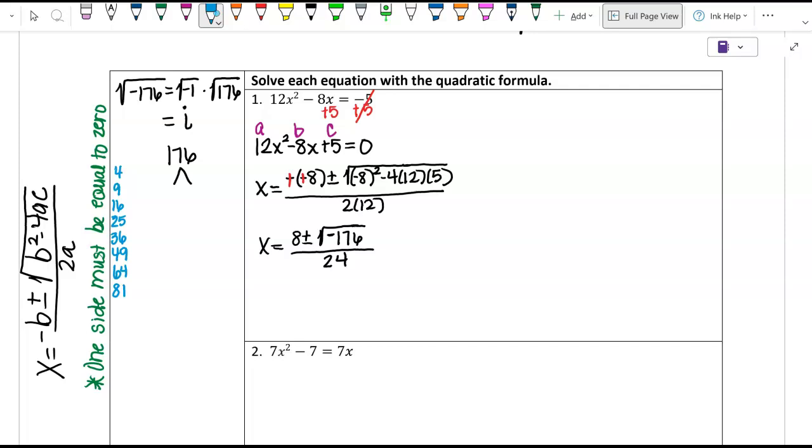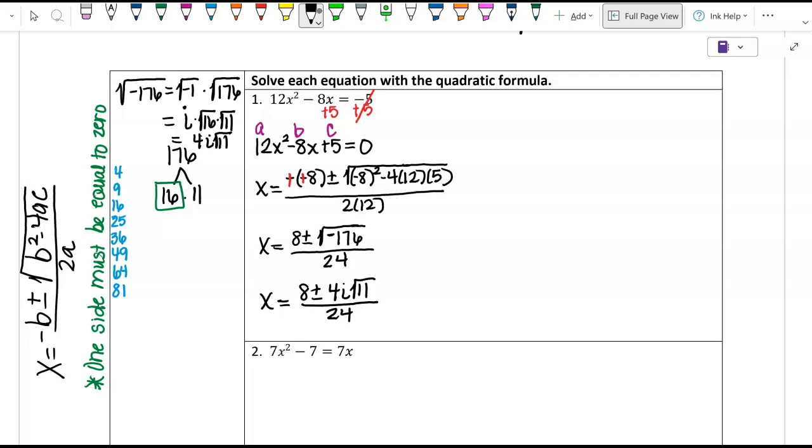I believe 4 goes in as well, but 16 is the larger. Again, we're looking for that largest factor that's a perfect square. So it's 16 times 11. So that is my perfect square. So this is I times the square root of 16 times the square root of 11, which leaves us with 4I radical 11 that I'm going to use as a simplified. So down here, x equals 8 plus or minus 4I radical 11 over 24.